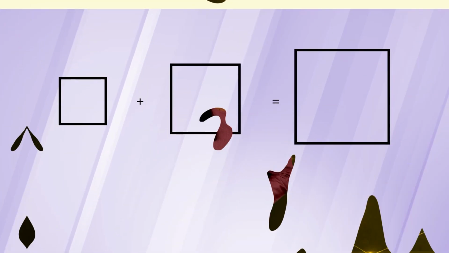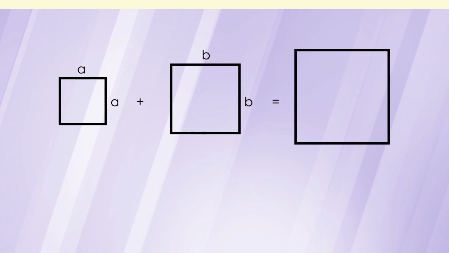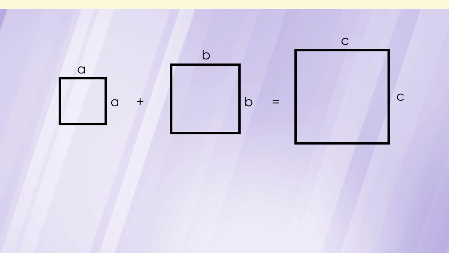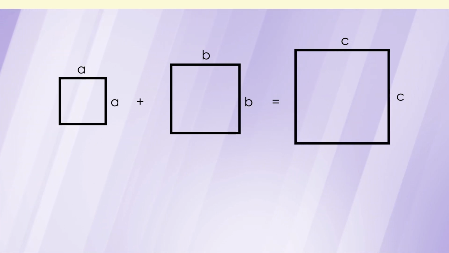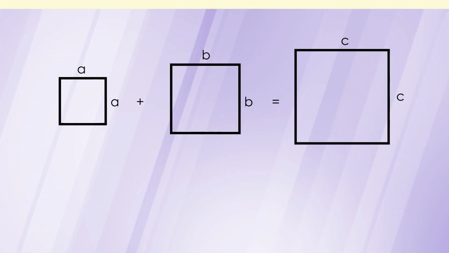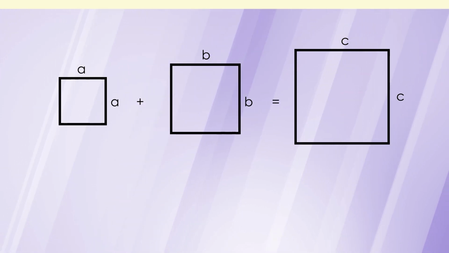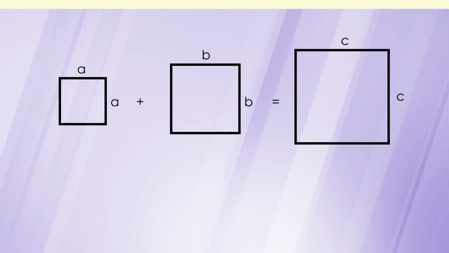Amazing, right? Now, I am going to denote each side of the square as A, B, and C like this. Let's repeat the same process as the previous example. We will find the area of each square.